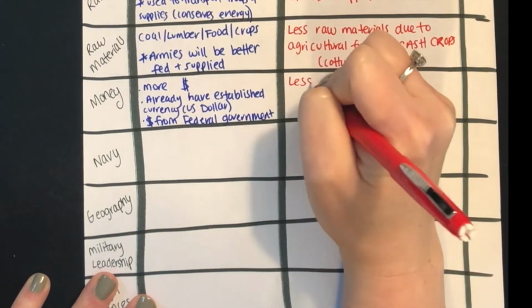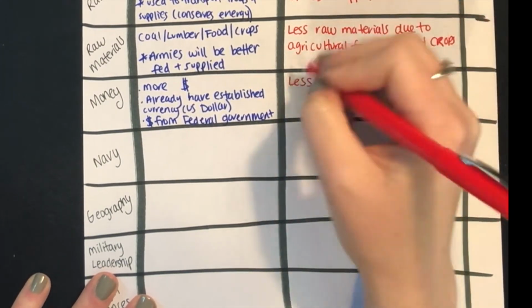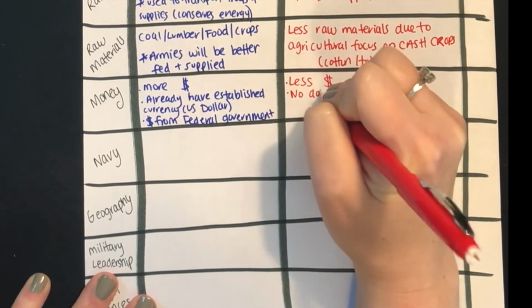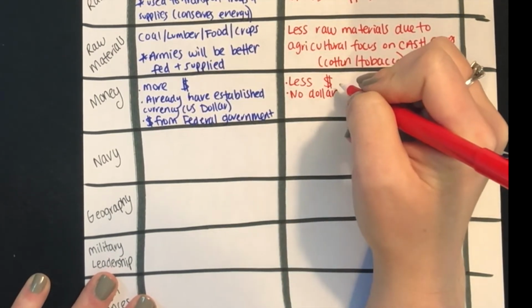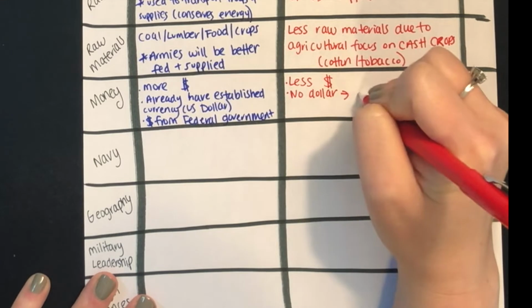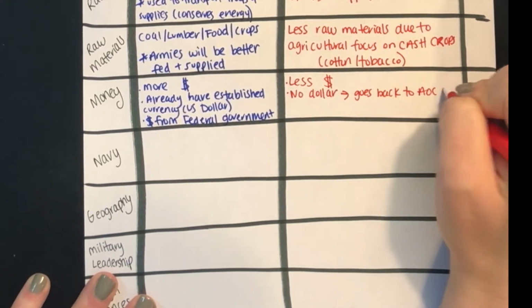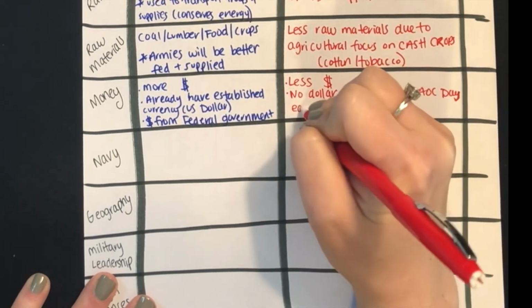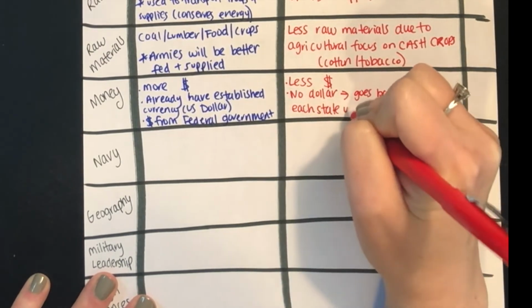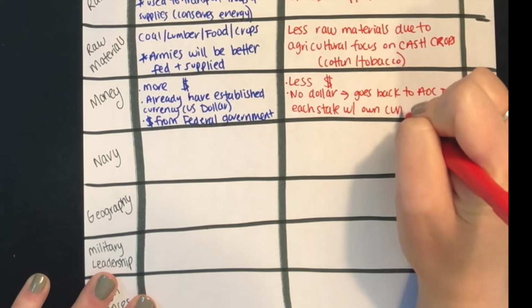The South, on the other hand, they have less money. They don't have a U.S. dollar. It's going to kind of go back to the way it was during the AOC, Articles of Confederation days, when each state kind of had their own currency. They don't have this established system to fund their army.